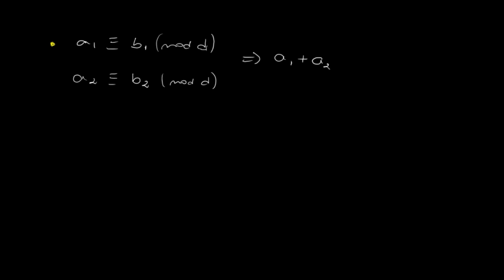The second property says that if we have a1 that's congruent to b1 modulo d, and a2 is congruent to b2 modulo d, this d is the same in both cases, then a1 plus a2 is congruent to b1 plus b2 modulo d. Let's see the proof.